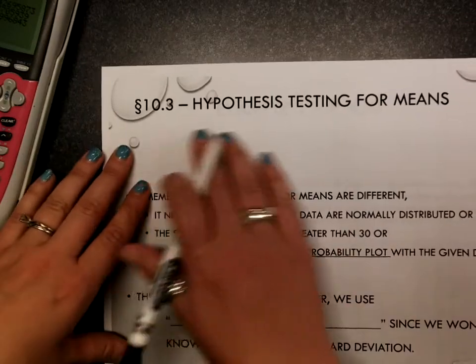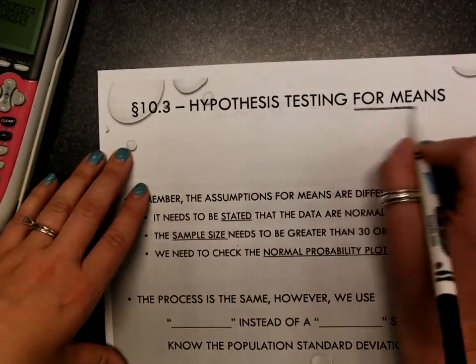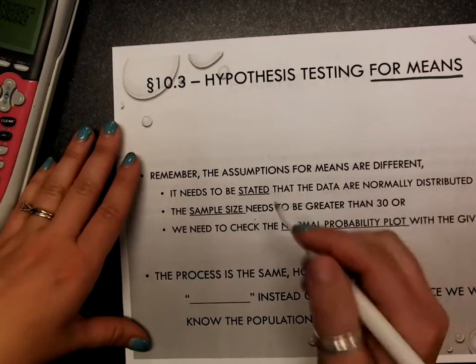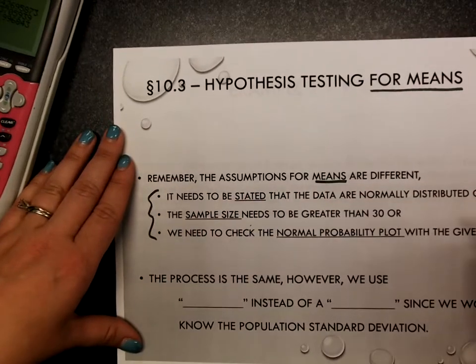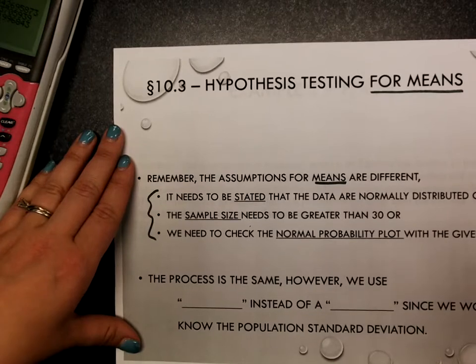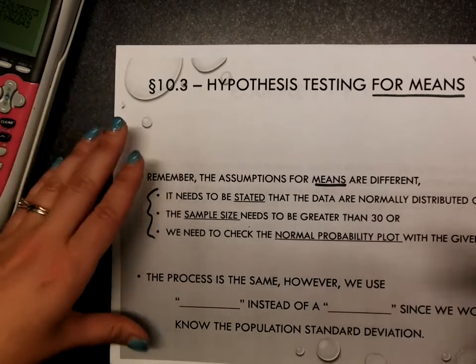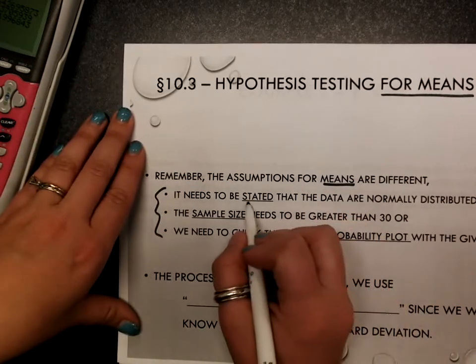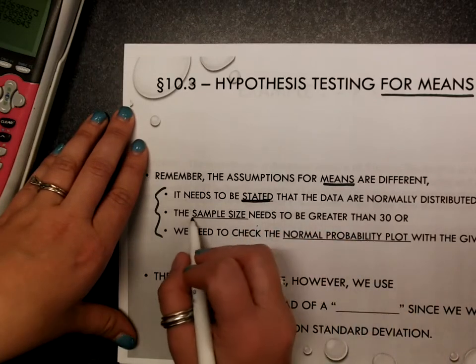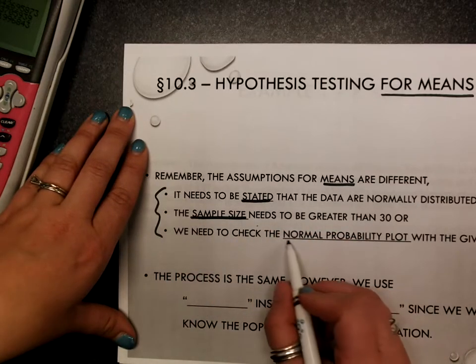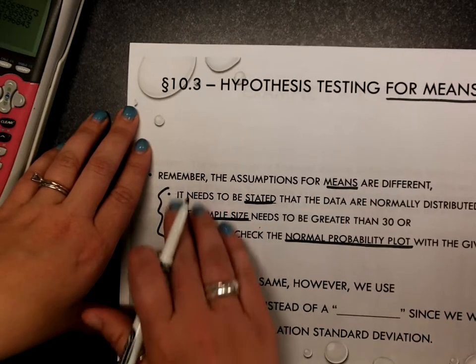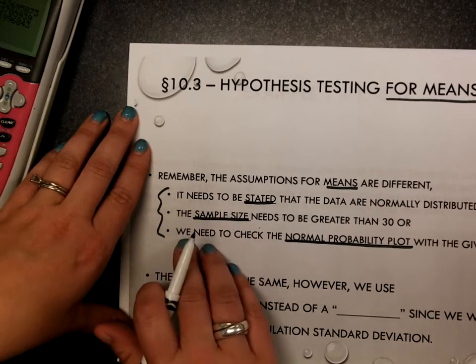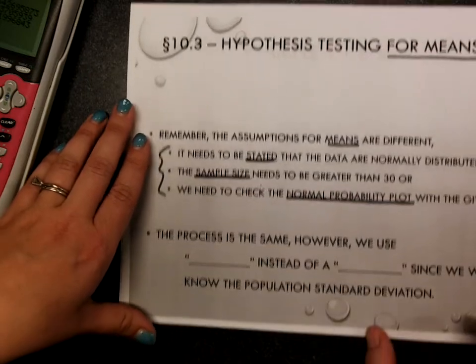So 10.3 is the same idea, but for means. The assumptions for means are different. We've talked about these enough in Chapters 8 and 9. I'm not really worried about the assumptions. Sometimes the homework will have you check. Remember that it needs to be stated in the problem. The sample size needs to be big enough, or sometimes you have to check the probability plot. I'm not as concerned about this because we've already done this enough in Chapters 8 and 9.